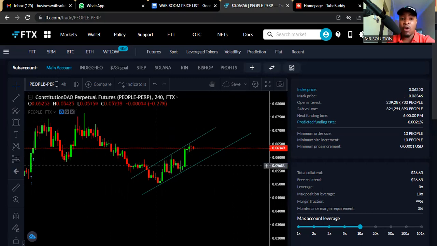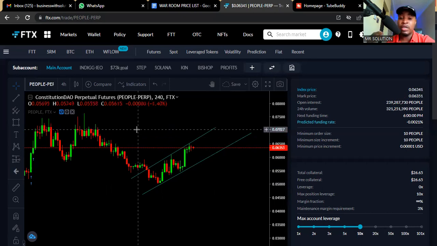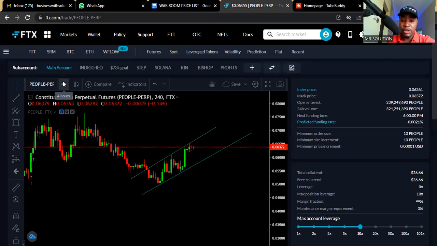So you want to use 4 hour as your lower time frame, and then you use the daily candle or daily chart as your higher time frame. So for me, I'm more like a scalper. I consider 4 hours as a very high time frame for me. So I won't be taking any trade with that. I won't be taking any trade with this 4 hour time frame.